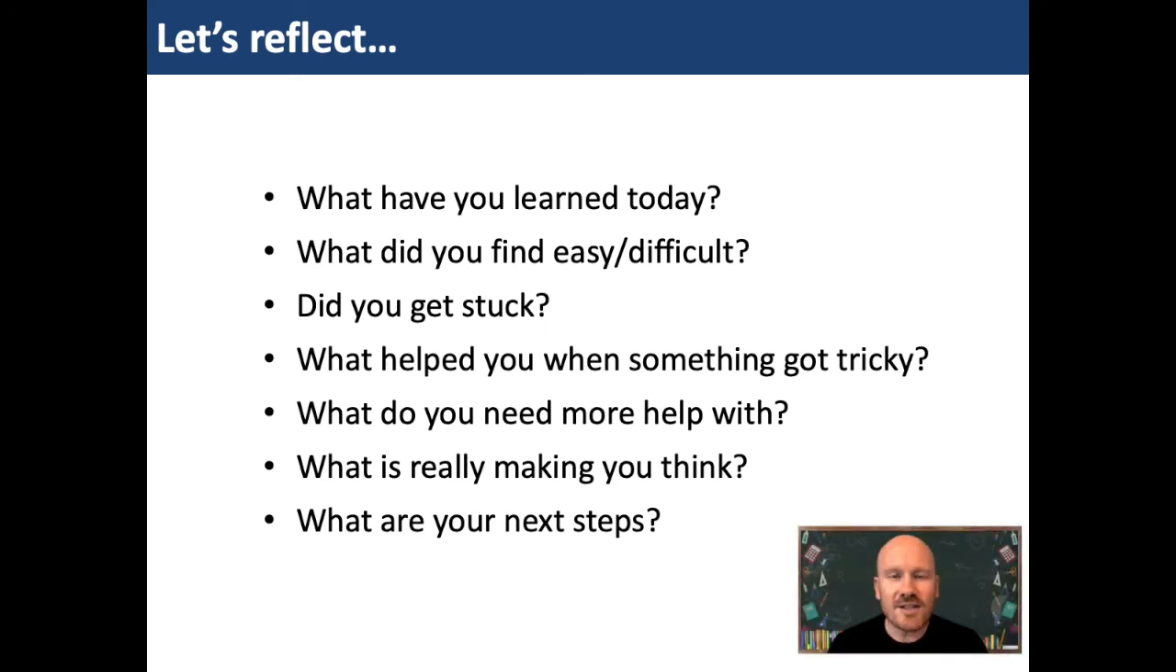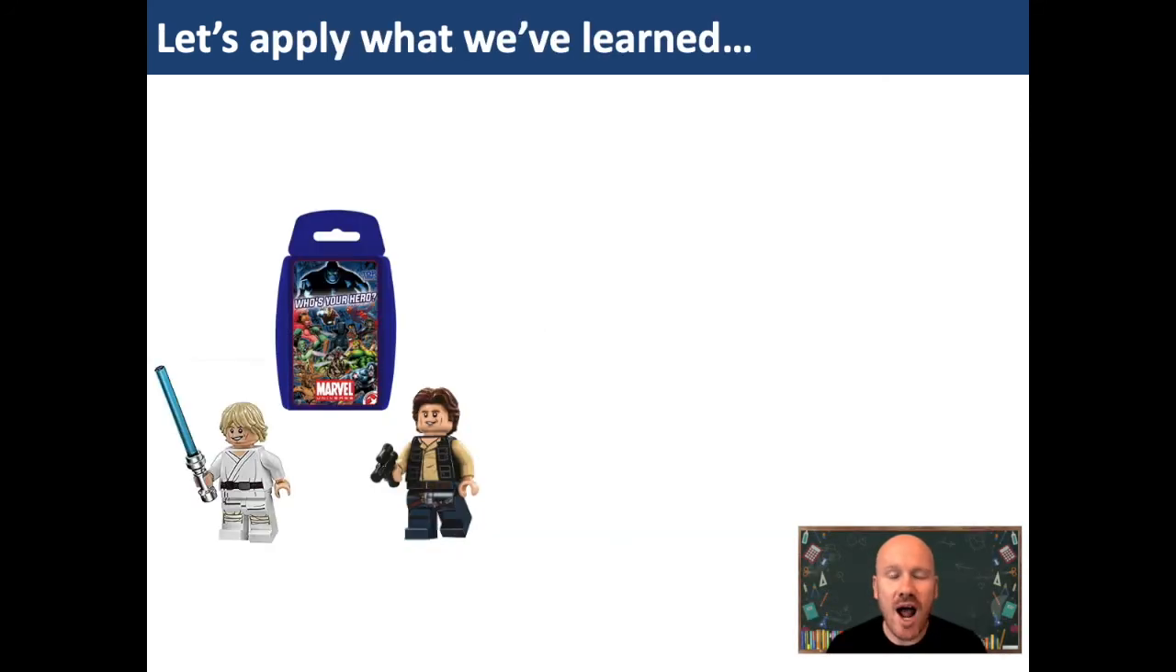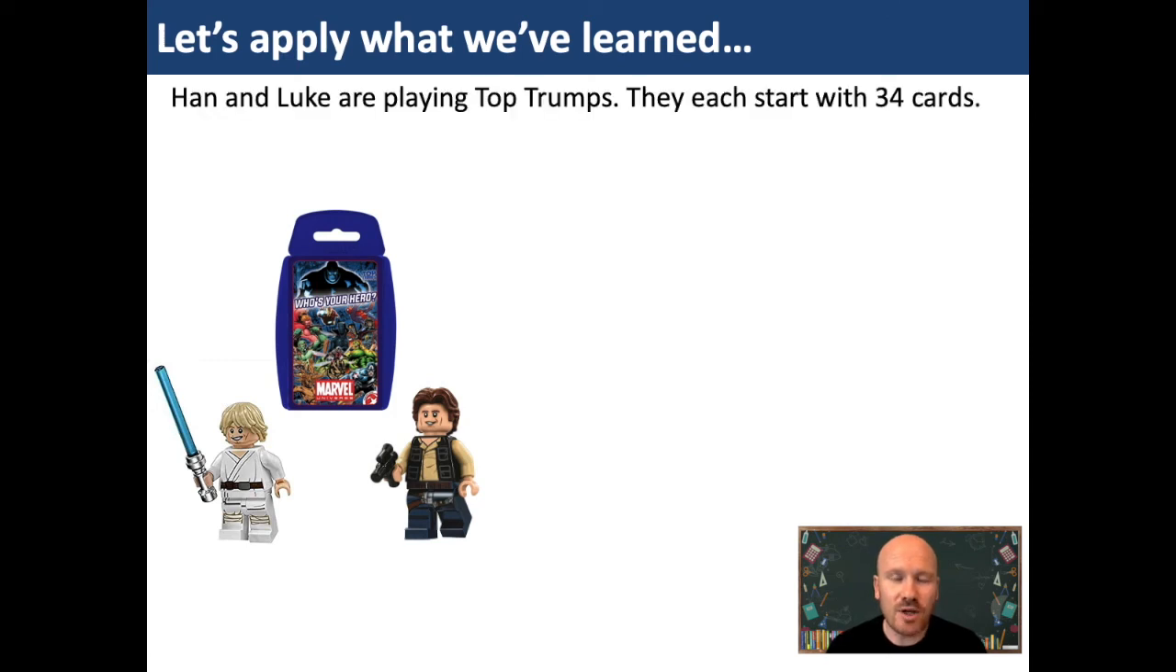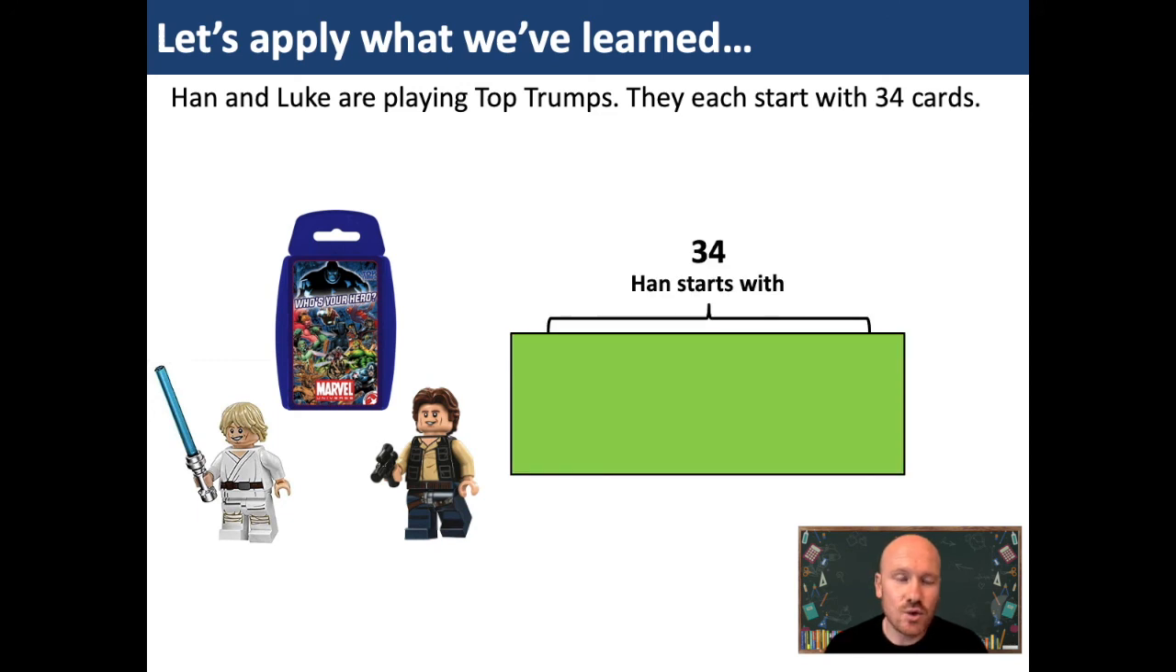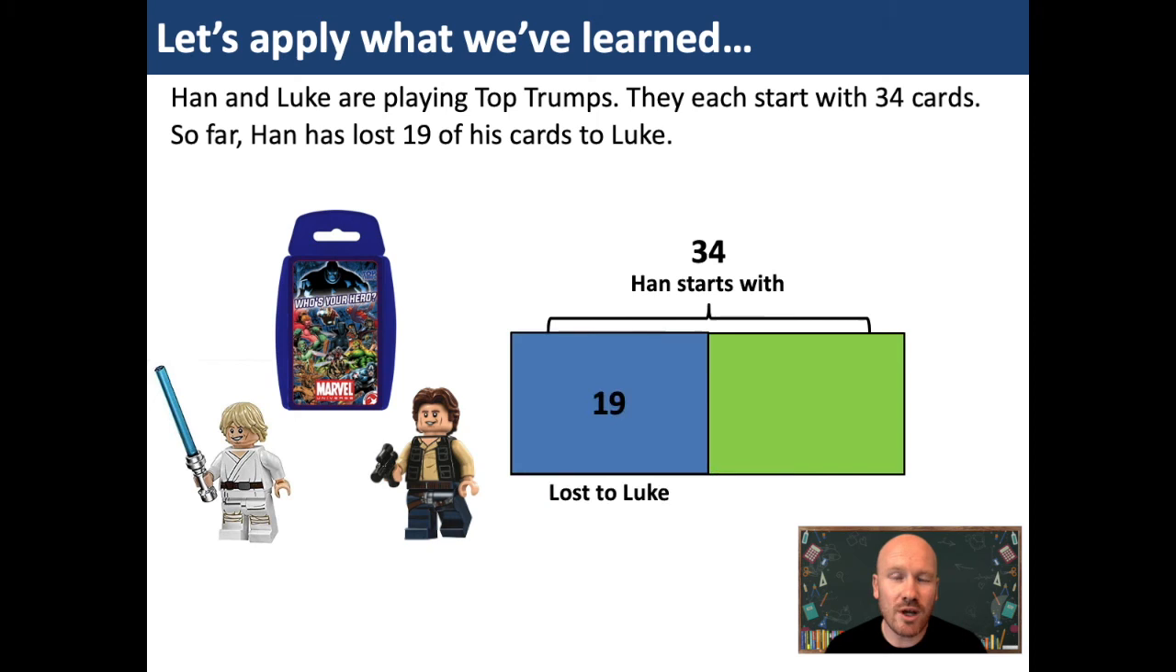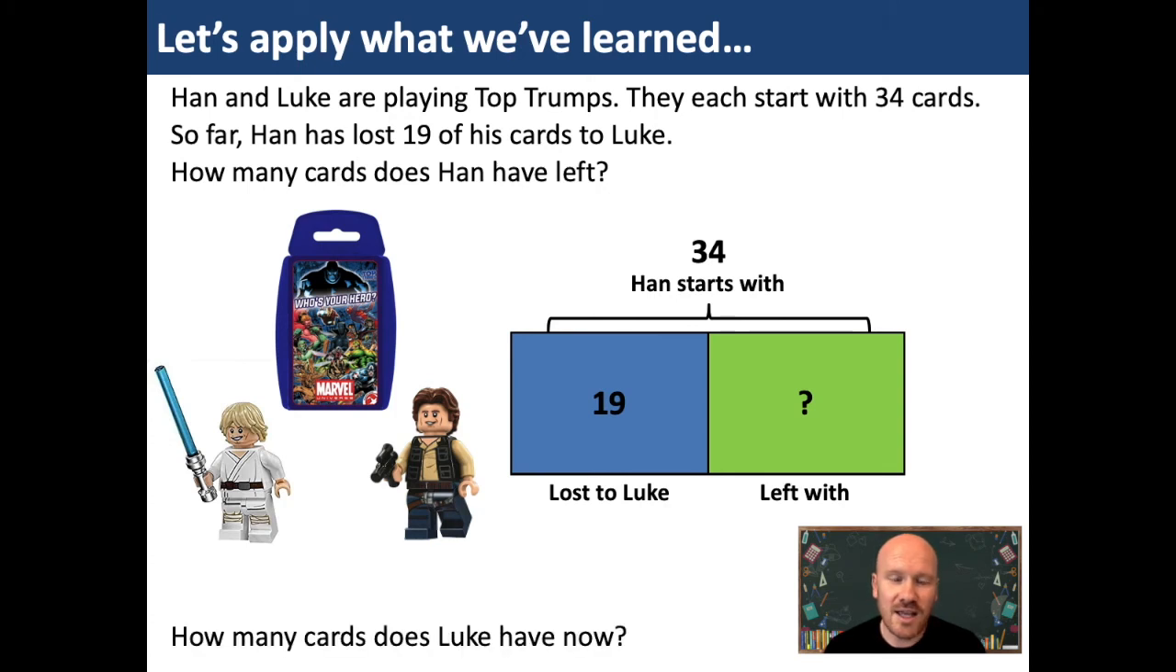The last thing I'm going to ask you to do today is have a go at applying what you've learned. So as a class, I want you to discuss the following problem and see if you can work it out together. Han and Luke are playing top trumps. They each start with 34 cards. So far, Han has lost 19 of his cards to Luke, and what I want you to work out to begin with is, how many cards does Han have left? Once you've had a go at that, can you have a go at the next question, which is, how many cards does Luke have now?